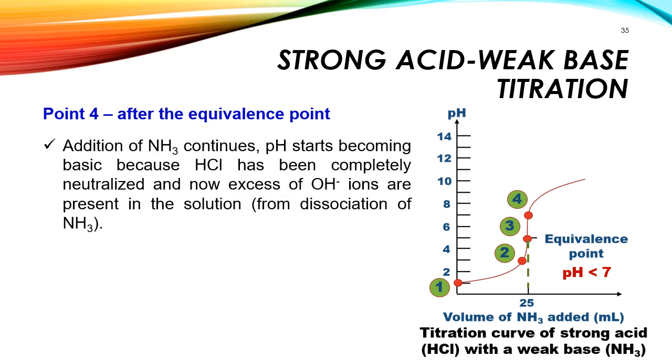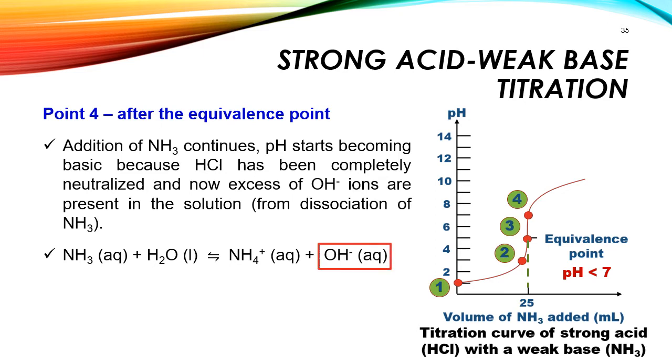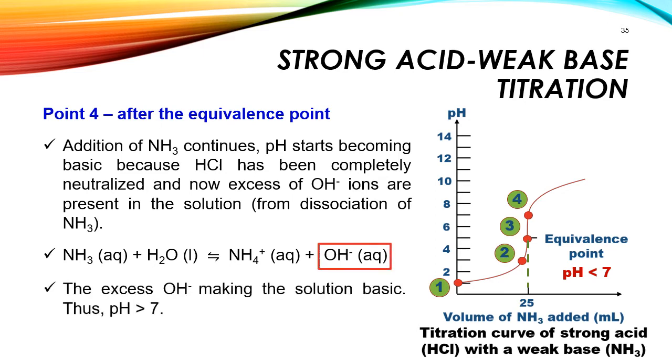After the equivalence point, the addition of ammonia continues. The pH starts becoming basic because the hydrochloric acid has been completely neutralized, and now excess hydroxide ions are present in the solution, which is from the dissociation of the ammonia. The excess hydroxide ions make the solution basic, thus the pH is greater than 7.